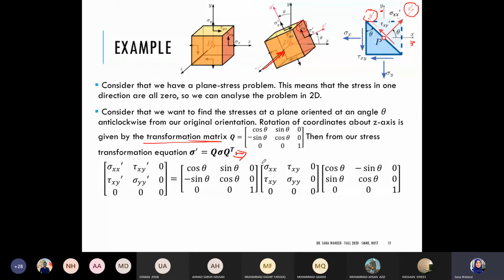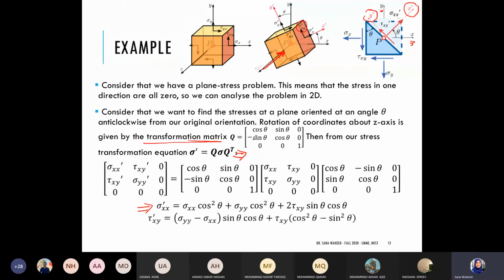Clearly I've just written down all of those tensors expanded out. If I do that multiplication, and you're welcome to try this yourself, we'll get this expression for sigma xx prime, that is the normal stress in the x prime direction. Similarly I'll get this expression, which I've written just by matrix multiplication. And then I'll get tau xy prime. I can also write down sigma y prime if I want to, but I'm skipping that for the sake of brevity.